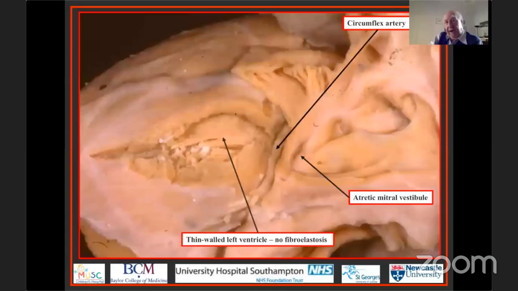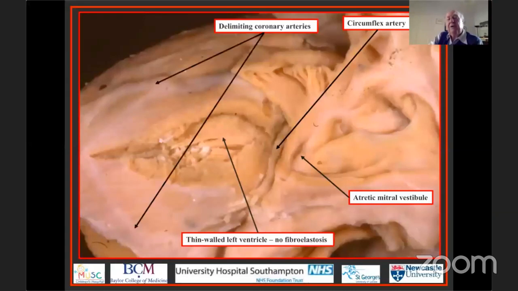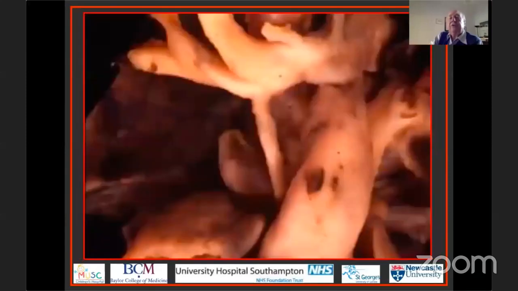And there I have found this tiny cavity of the left ventricle without fibrosis by dissecting between the limiting coronary arteries. So that is how we find the tiny left ventricle when we have combined aortic and mitral atresia. So this is what we see when we look at the aortic part of this combination.